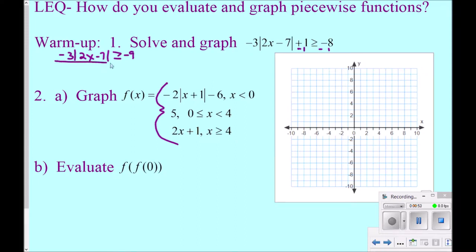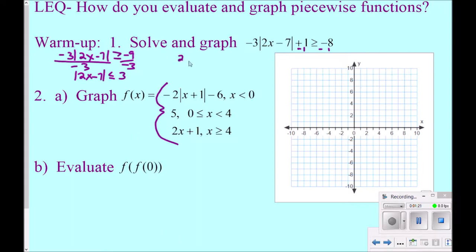Then I need to get rid of that -3 by dividing. And I have the absolute value of 2x minus 7. I have to remember to flip the inequality because I divided by a negative, and that equals 3. So now I have the absolute value alone by itself, and it's less than or equal to a positive value, which means I can solve normally.